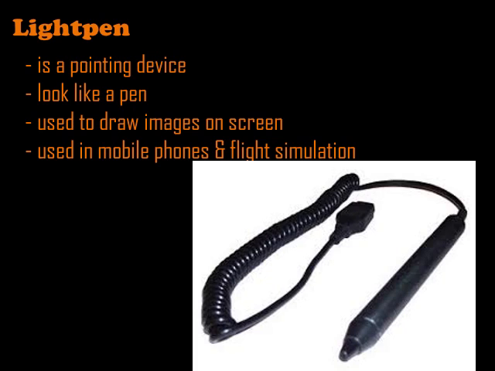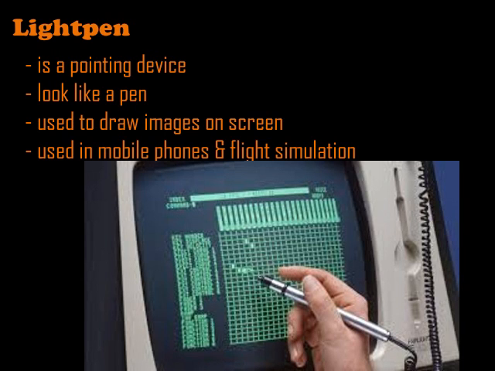Next input device is light pen. It is another type of pointing device. It looks like a pen. We can hold like a pen and directly point at object on the screen. It is useful for drawing image on the screen. It senses the light coming from the screen and generates the pulses. So the computer knows where exactly it is pointing.